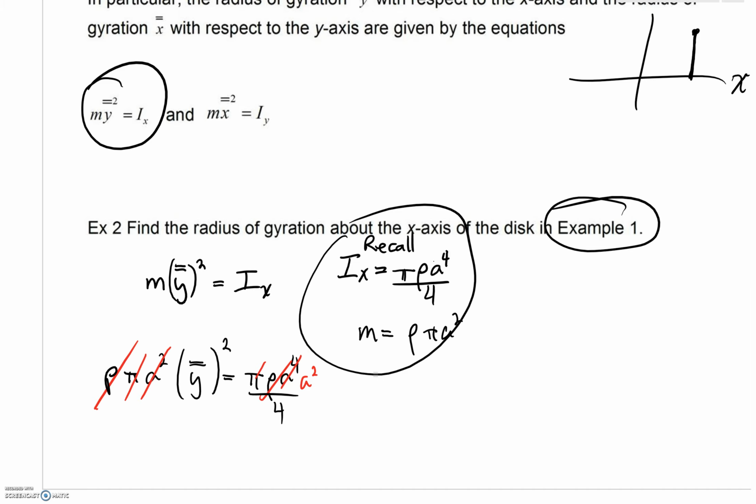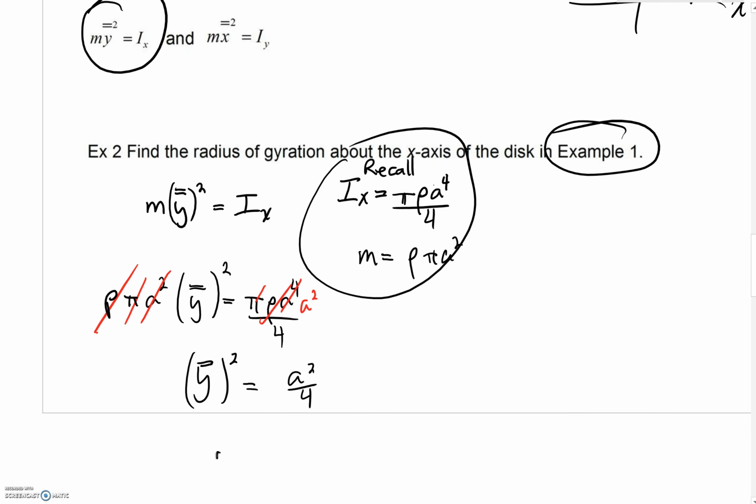Well, it's only going to take you a moment to see. You've got your y double bar squared is equal to a squared all over 4, and that means our y double bar, our radius of gyration about the x-axis, would simply be a all over 2.